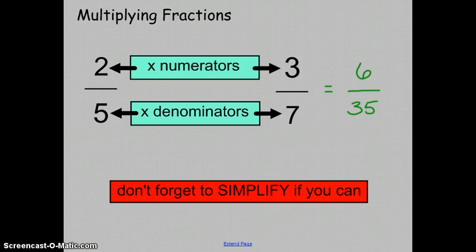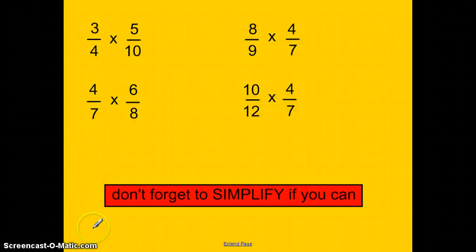That's our answer, but in every single problem, we want to try to simplify if we can. So what that means is we want to see if there's some number that goes into both 6 and 35. Unfortunately, there are no numbers that go into both 6 and 35, so 6/35 is in lowest terms, and that's our answer. We'll look at a couple of examples.